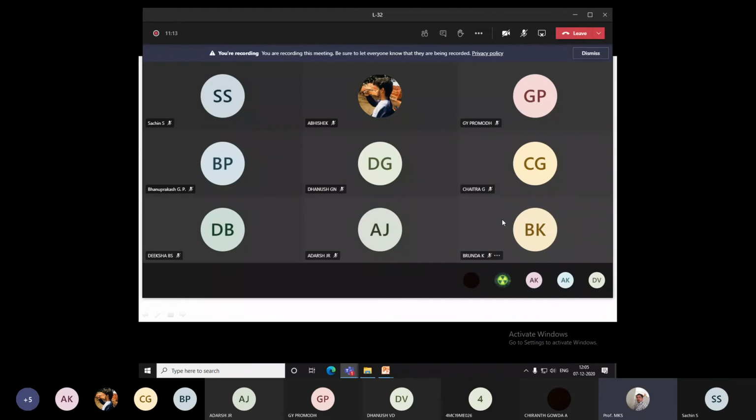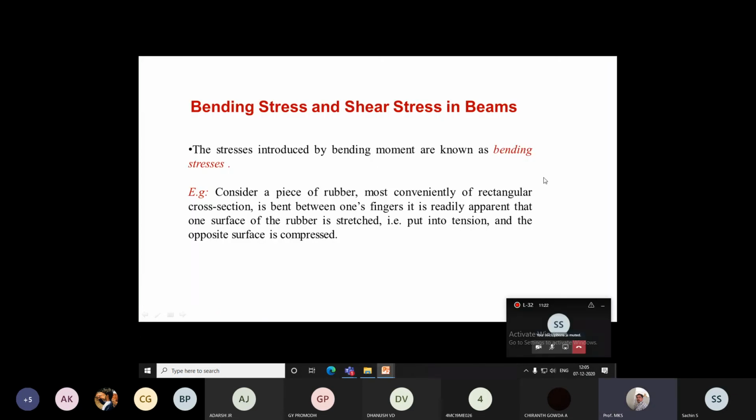Bending and shear stresses in beams. So here you will get a 20 marks question. In this, we have a derivation followed by problems. So we'll start with bending stress and shear stress in beams.